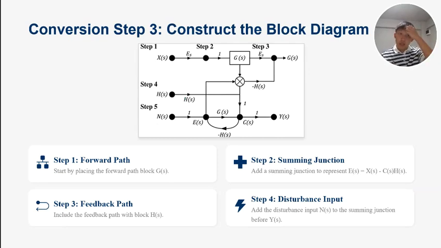Step 3 is to construct the block diagram step by step. We start with the G(s) block, then add the summing junction for the error signal E(s), incorporate the H(s) feedback, and finally add the disturbance input N(s) to the appropriate summing junction.